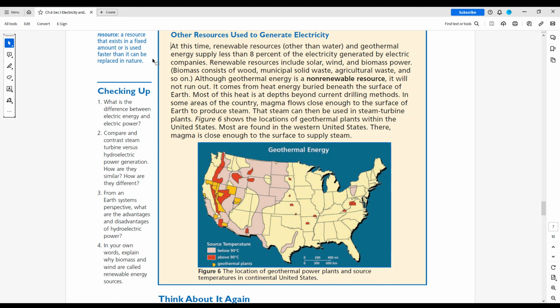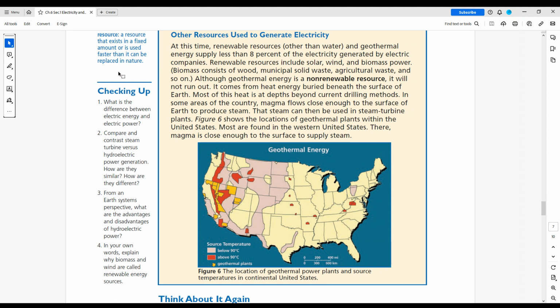At this time, renewable resources other than water and geothermal energy supply less than 8% of the electricity generated by electric companies. Renewable resources include solar, wind, and biomass power. Biomass consists of wood, municipal solid waste, agricultural waste, and so on.